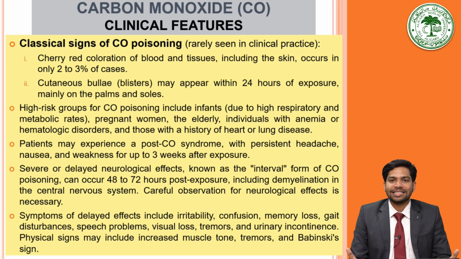The classical signs seen in case of carbon monoxide poisoning are rarely seen in clinical practice. They are the cherry red discoloration of the blood and tissues, including the skin, that occurs in 2 to 3% of cases. We already talked and saw the picture of the cherry red discoloration. Then cutaneous bullae or blisters are also features seen in carbon monoxide poisoning. They appear within 24 hours of the exposure, mainly on the palms and the soles.